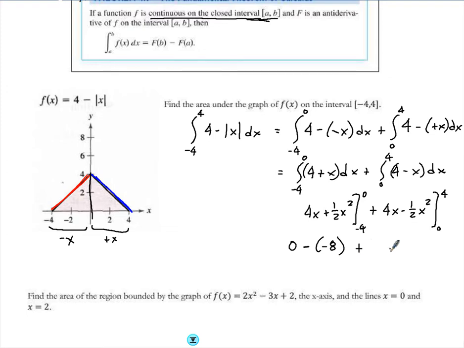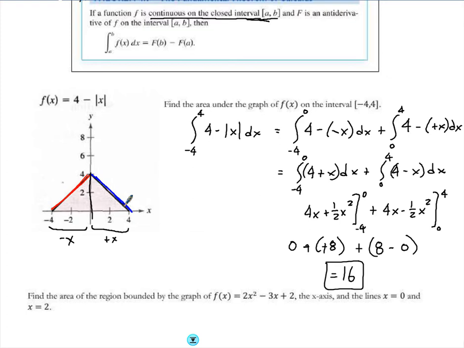Plus, here, 4 is going to take me up to 16 minus 8, which is a positive 8, minus 0, and minus the negative is going to be positive, so I get a value of 16 as my final answer. The area underneath this curve would be 16 square units.